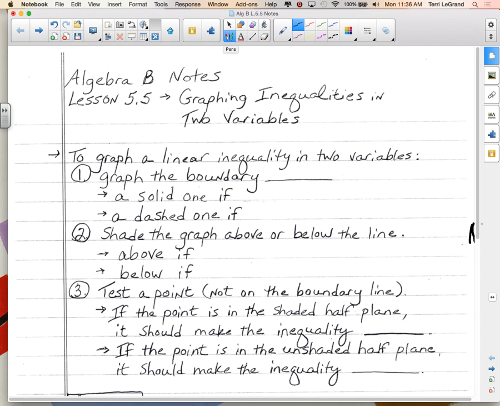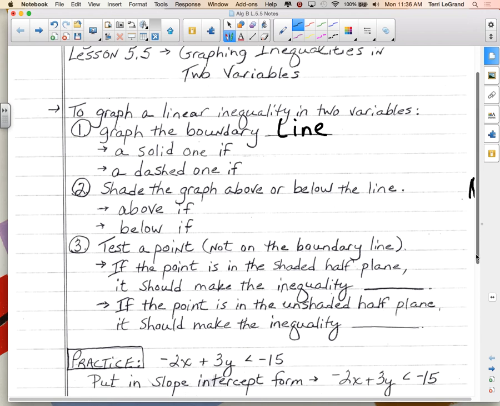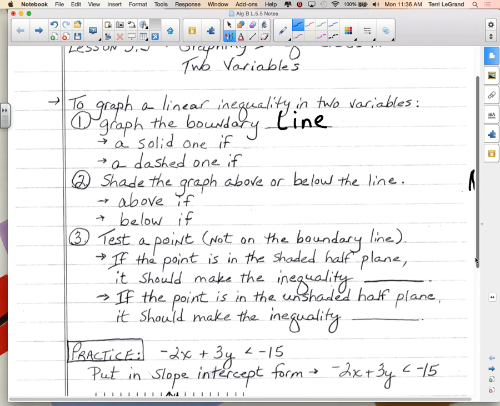Okay, so to graph a linear inequality in two variables, the first thing we're going to do is graph the boundary line. So we have to create a line on there. With these linear inequalities, the boundary line should be a straight line. We're going to make it a solid one if so.